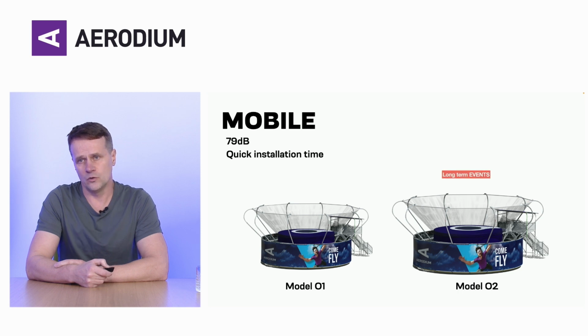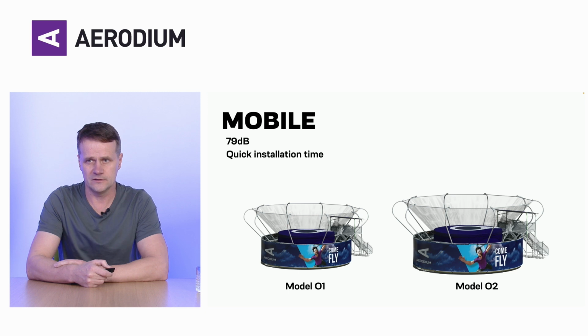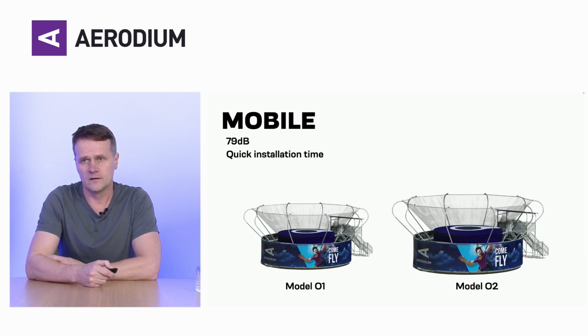Another machine, model O2, is slightly bigger. Bigger means better for flying, but it's also a little bit bulkier. It takes more space for delivery. For comparison, if the O1 is just one semi-trailer, the O2 takes two semi-trailers to travel. So it's more expensive and bulkier to travel, but it provides a better experience for flyers. Every show performer will enjoy it, and when you are flying your customers, regular people, they will also enjoy it more because it has more space.